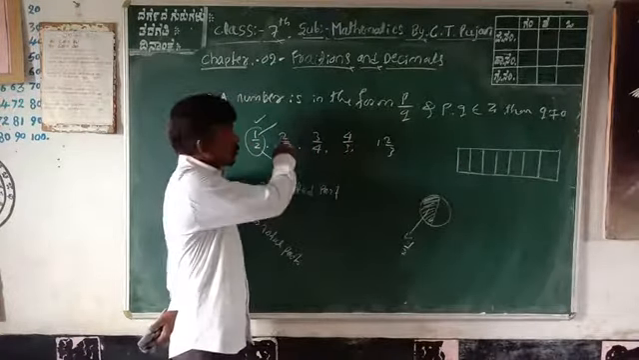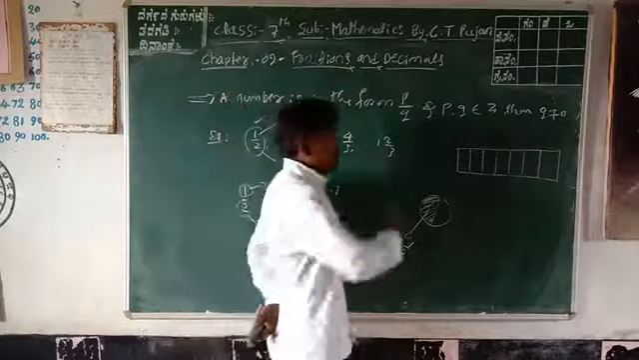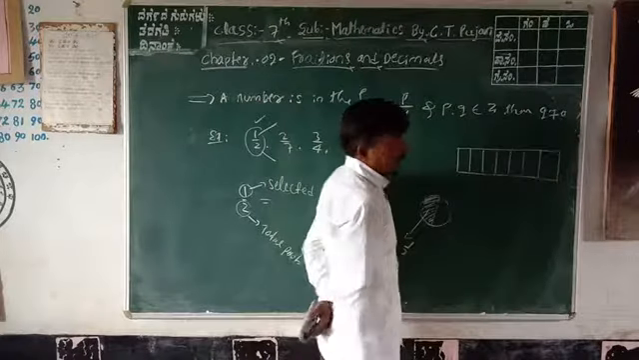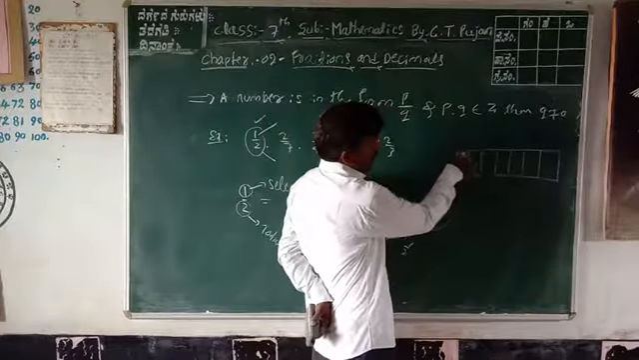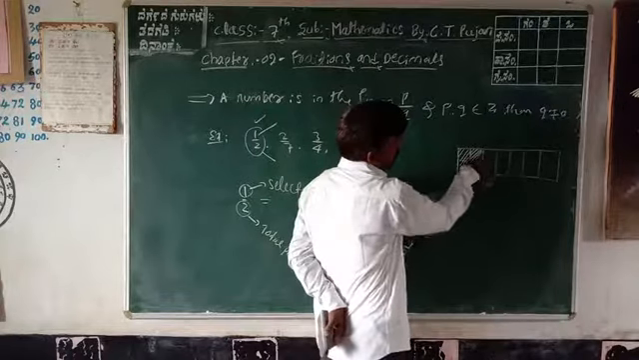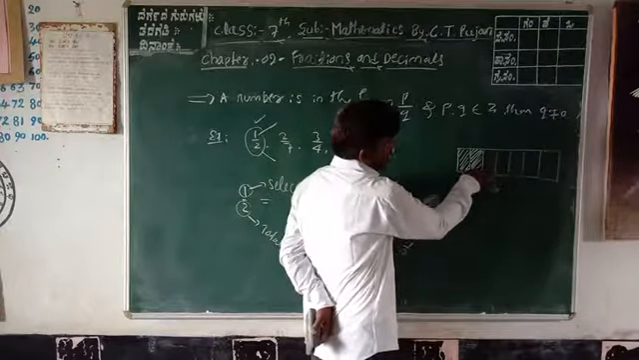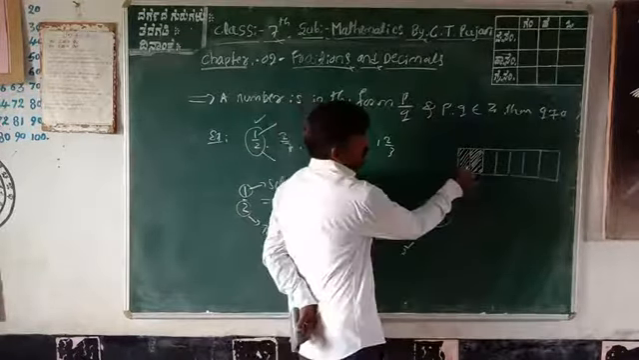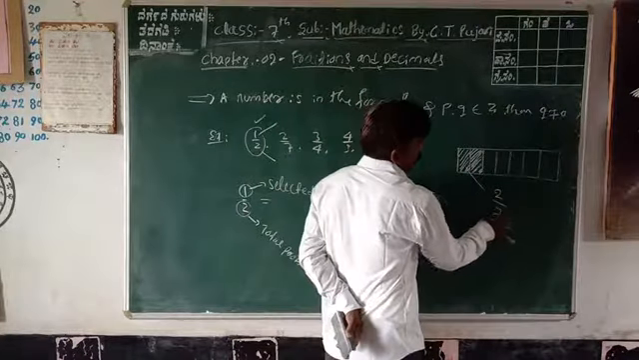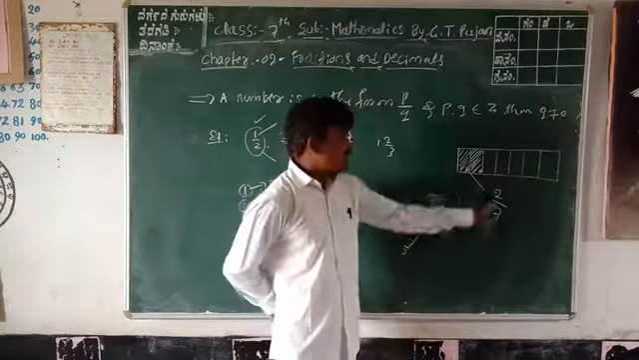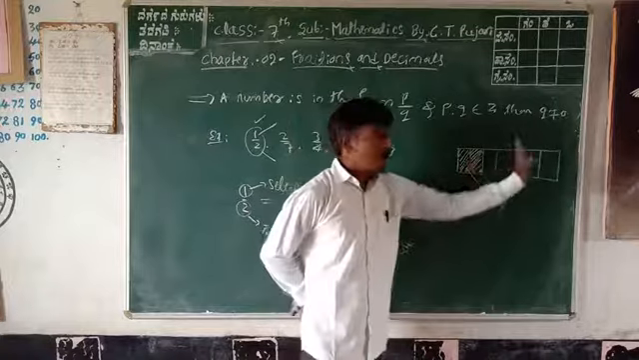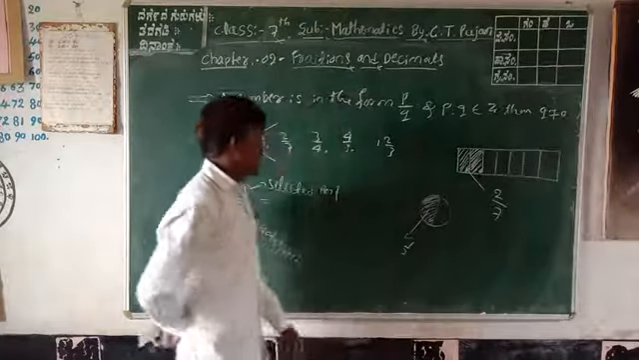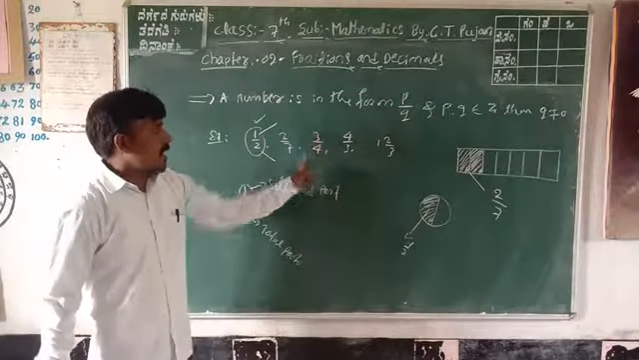How many selected parts? In the numerator, 2 parts are the selected parts. You can select any 2. The first one is selected or shaded and the second one is also shaded. Therefore, this diagram indicates the fraction 2 by 7. 2 is selected, 7 is the total parts. This is a fraction.